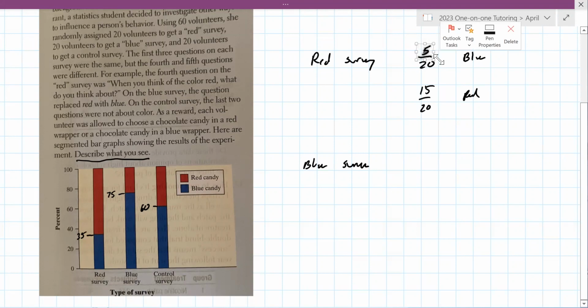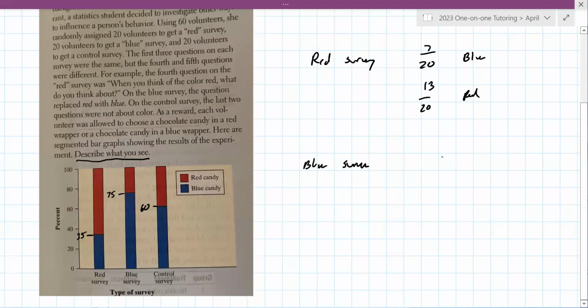You could say that on the red survey, 25% means that 5 out of 20 went blue, and 15 out of 20 went red. Then on the blue survey, the reason we can do that is because you said 35, so that's 7 out of 20 and 13 out of 20. We know with 20, it's by fives when you're doing percentages.